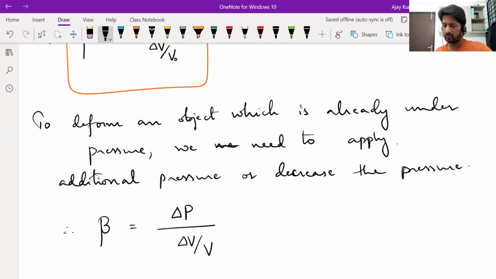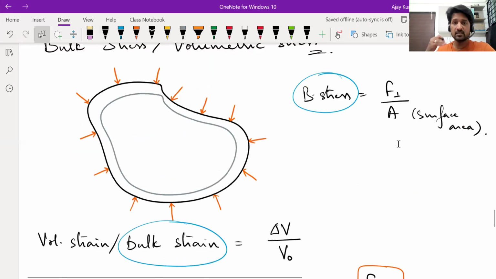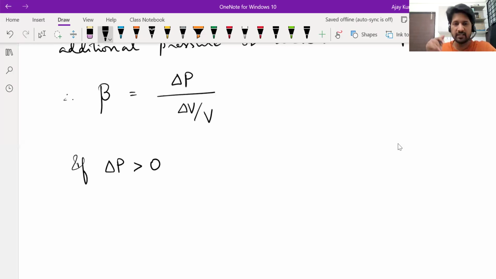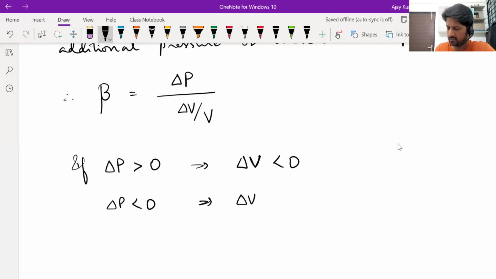There's one more point to keep in mind. If you increase the pressure on an object from outside, it is going to shrink. It is going to get compressed. So we know that if delta P is positive, increasing pressure, delta V will be negative, volume decreases. And reverse, if you decrease the pressure, volume increases. Change in volume will be positive. So delta P and delta V will always have opposite signs.